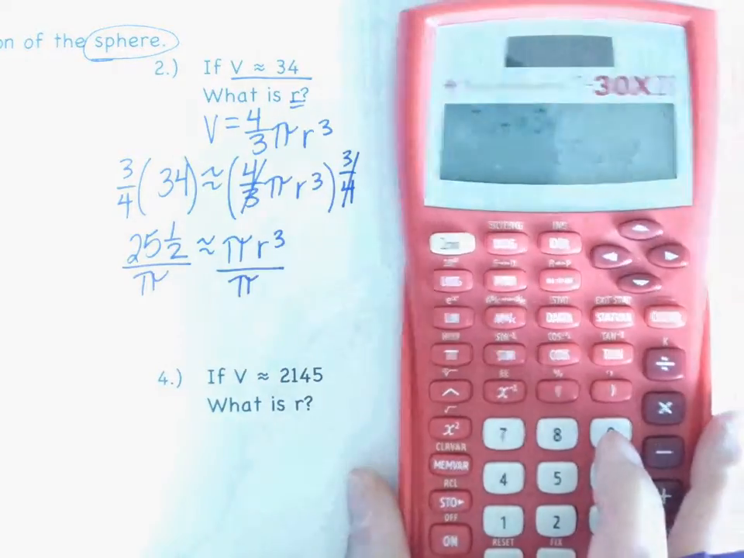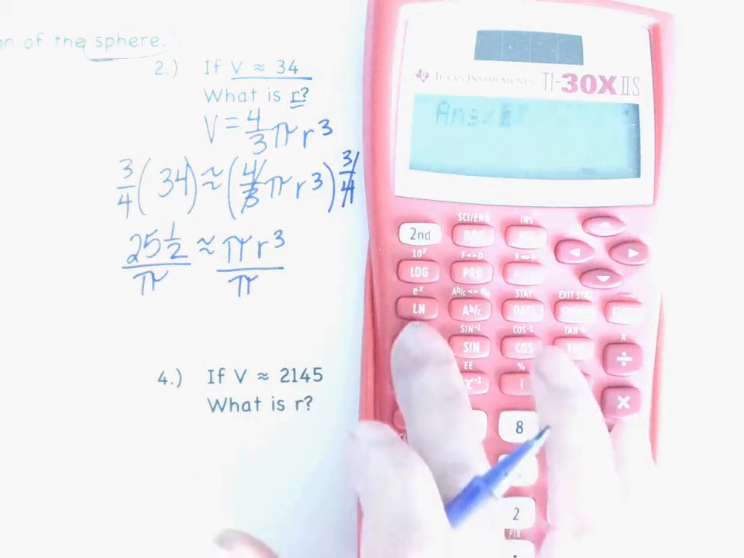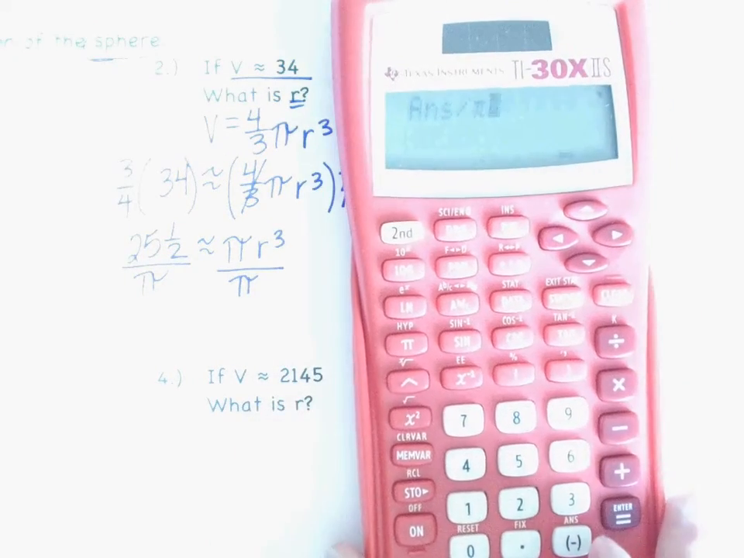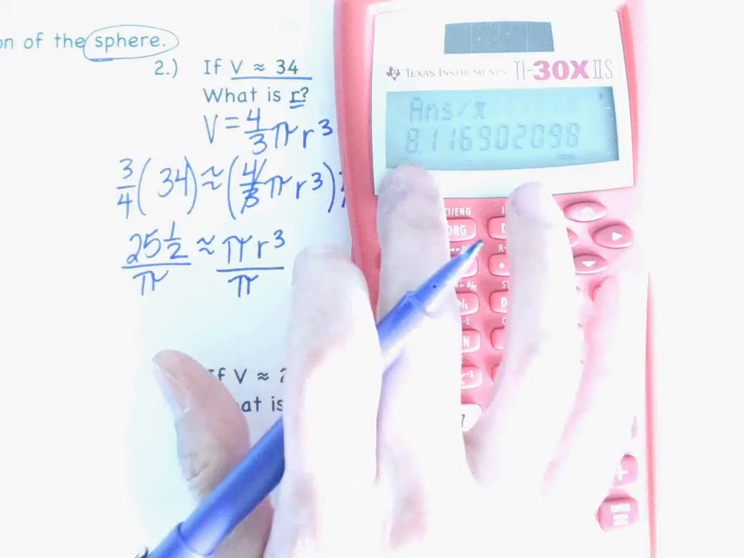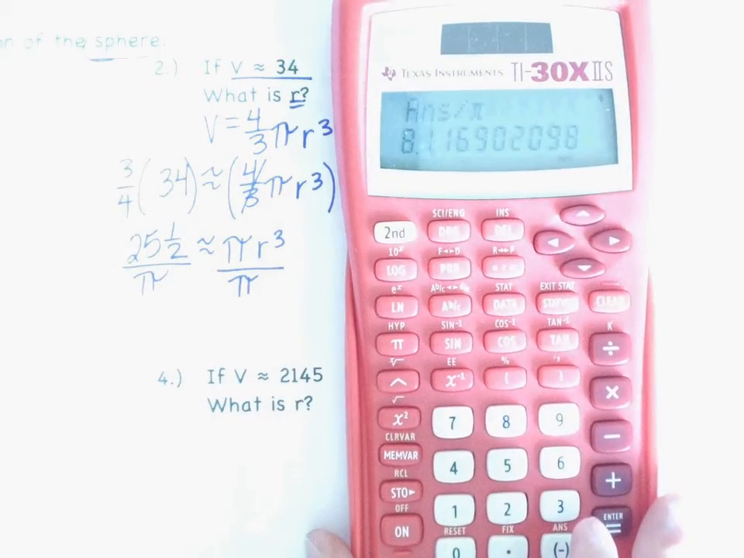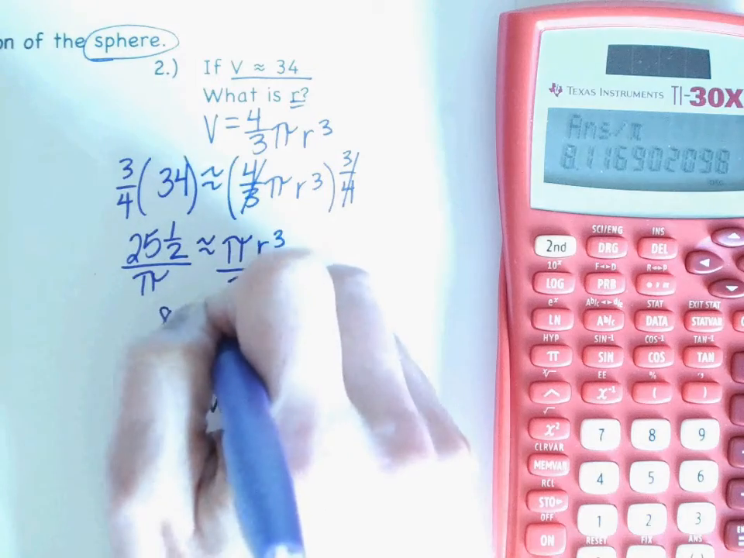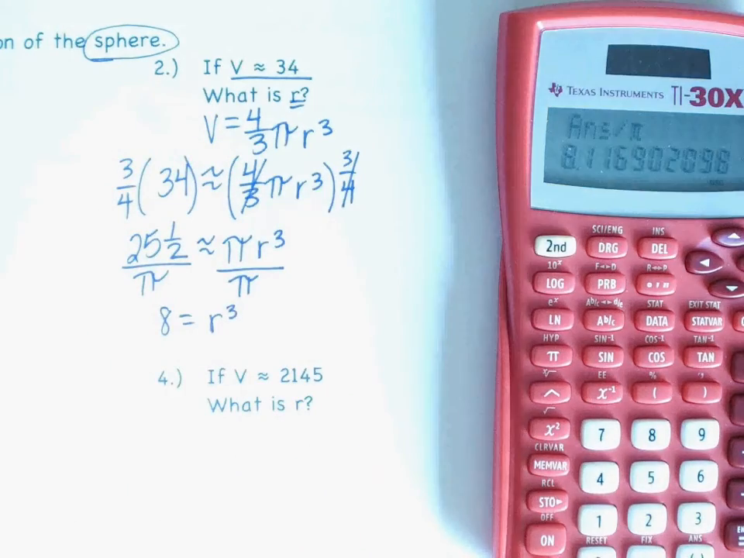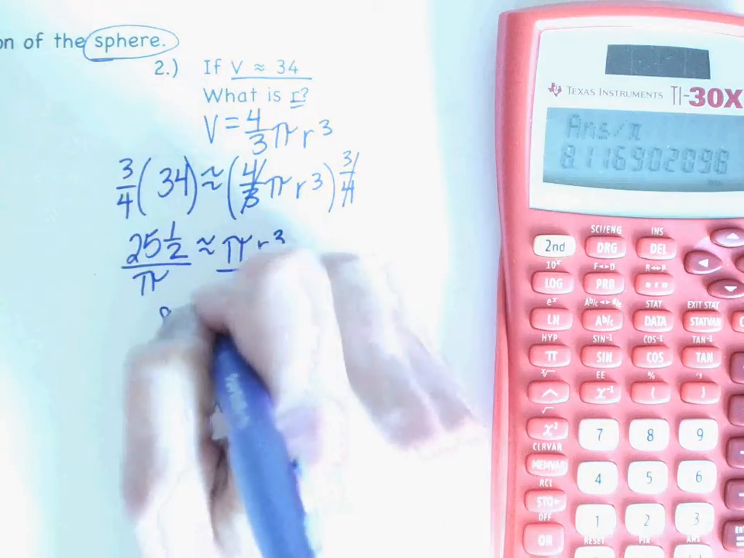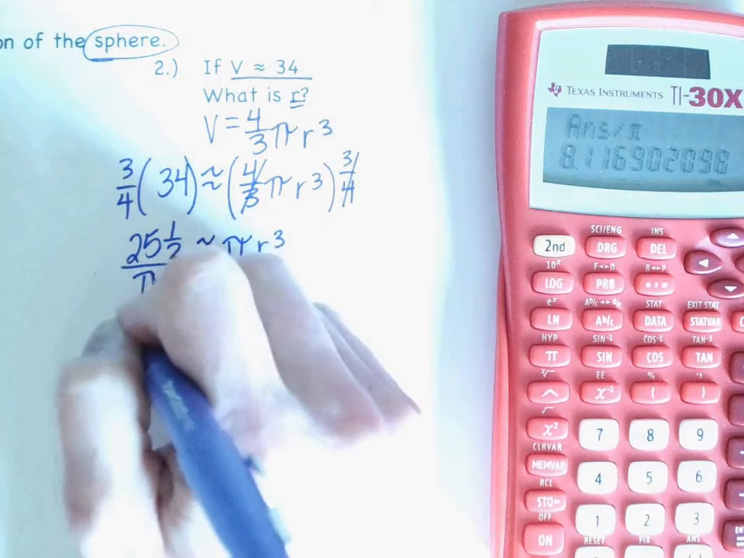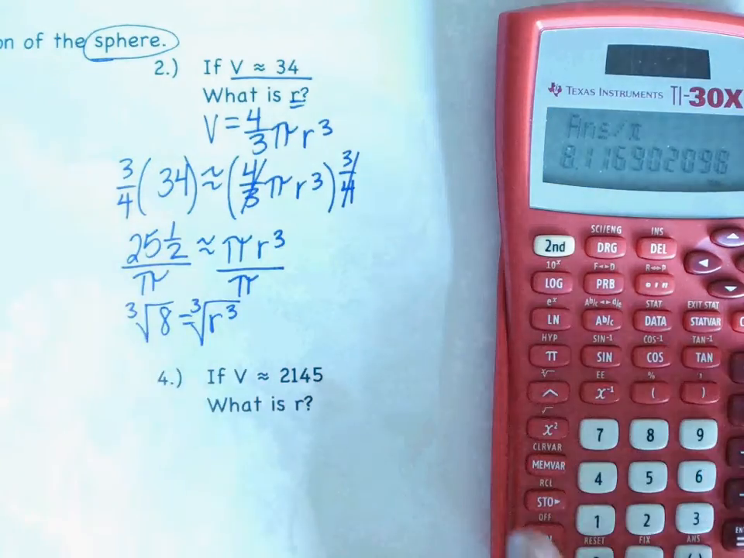And I'm going to leave this in my calculator as is, and I'm going to hit divided by pi, just like that. And you've seen this happen in previous videos. And I hit enter, and I'm just going to round to the nearest whole number. My nearest whole number is 8. So I have 8 is equal to r cubed. Then from here, what I'm going to do is I'm going to find the cube root. So the cube root is the inverse of r cubed.